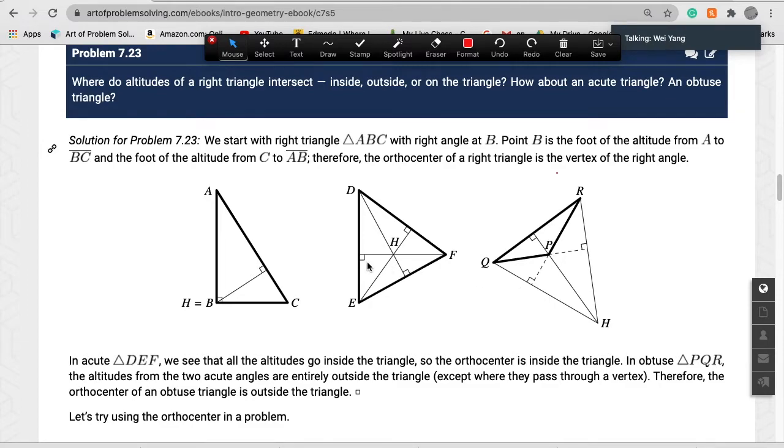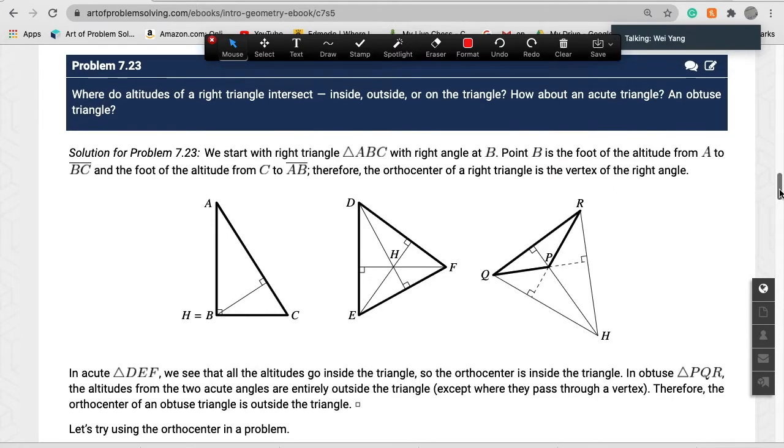For an acute triangle, the intersection point of these three altitudes will be inside the triangle. For a right triangle, it will be on the triangle. That's actually the vertex of the right angle, that's here, that's B. So these are the three cases, right? We already learned this.